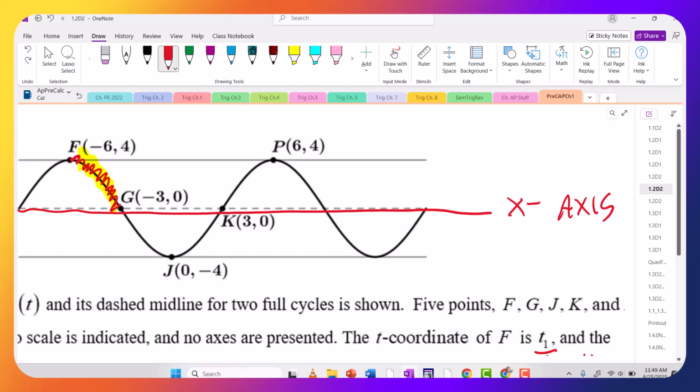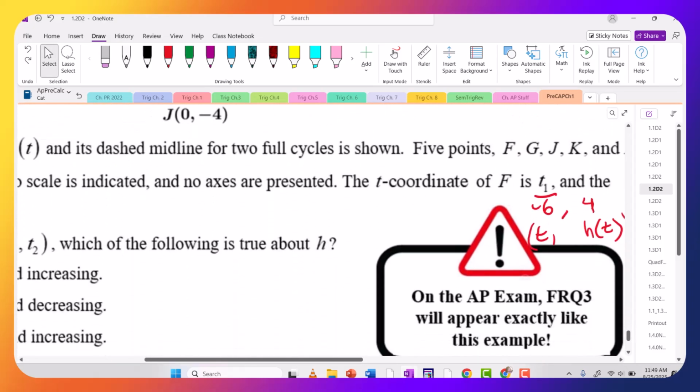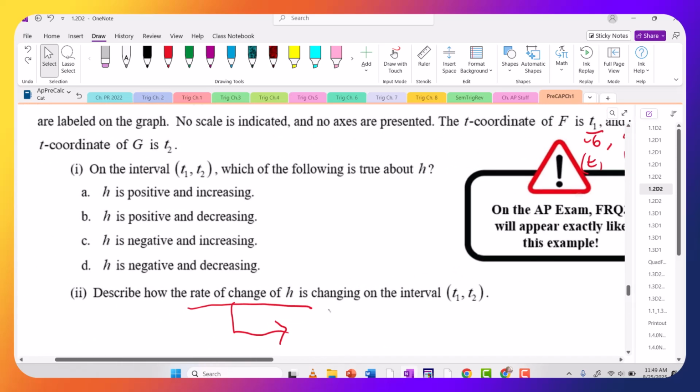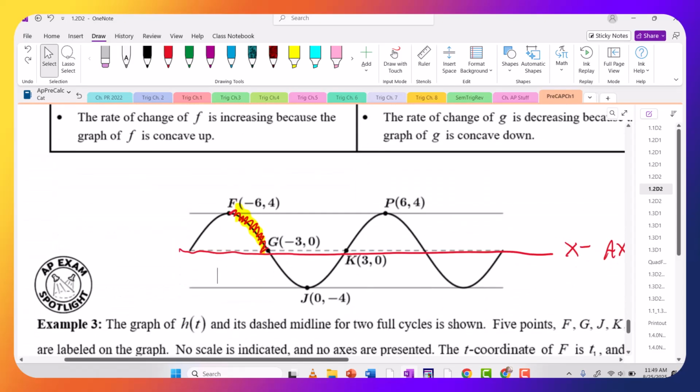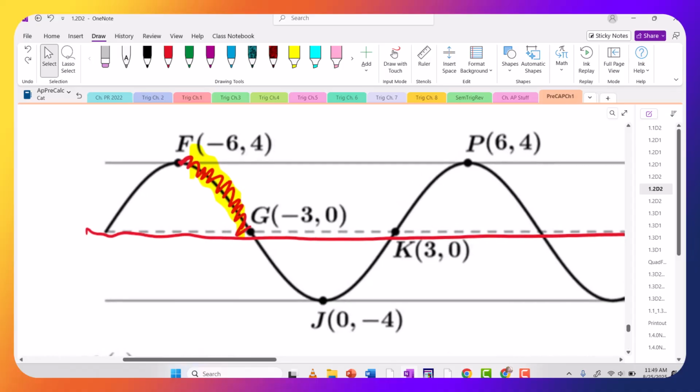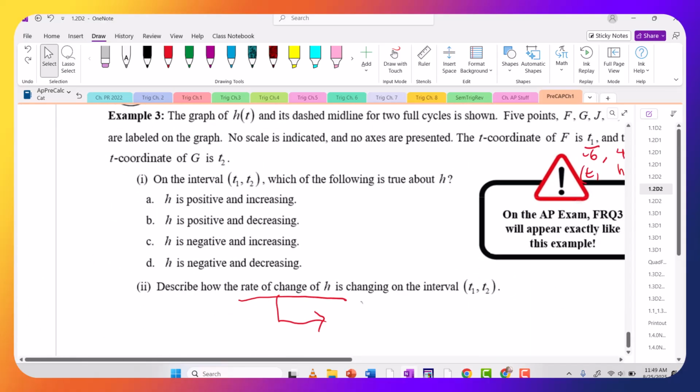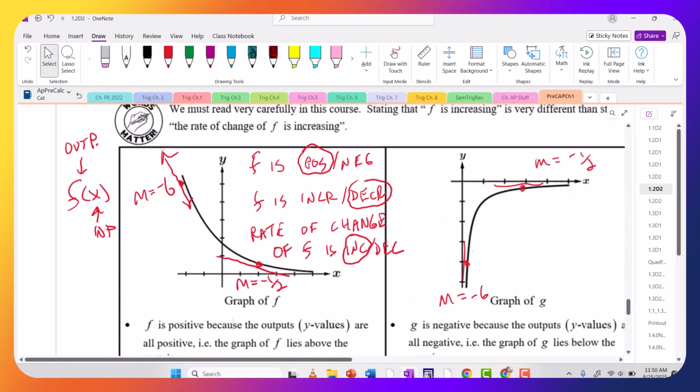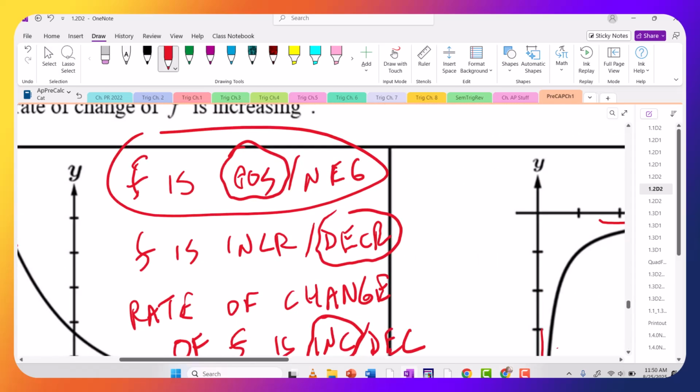But this one I do because it asks from f to g, from t1 to t2, is h positive or negative? That's what these 4 things are. H is positive, H is positive, H is negative, H is negative. What is H? Is it positive or negative over this interval? What are the Y's? Are they positive or negative? 3, 2, 1, go. What are the Y's? This is 0, this is 4. What are these Y's? Positive or negative? Positive. So right away, that's the first thing. These are out. That's this sentence right here. What is H? Is it positive or negative? What are the outputs? Are they positive or negative?